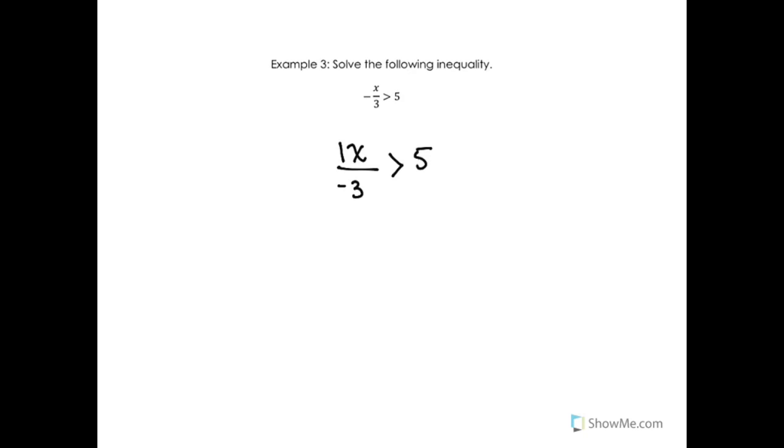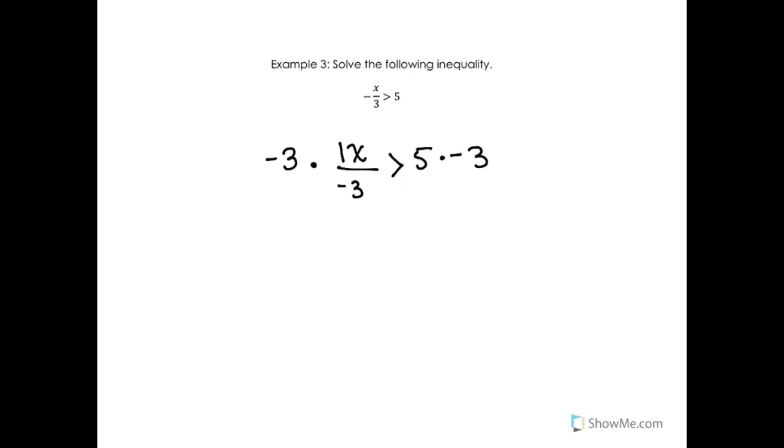Now this is the same thing as 1x divided by negative 3. This fraction bar here represents division. So this is saying 1x divided by negative 3 is greater than 5. So if I want to get rid of that negative 3 in order to get the variable by itself, then I have to do the inverse operation of dividing by negative 3 and multiply by negative 3 instead. And if I do it to one side, I also have to do it to the other.